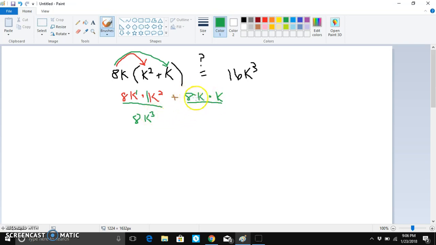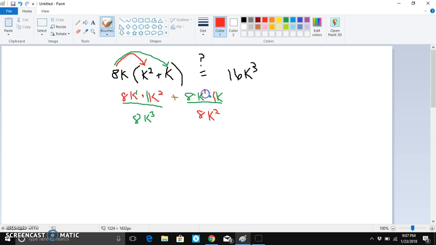Okay, the second term, 8k times k. I'm going to use a different color here. When you don't see a coefficient for the k, it's a 1. 8 times 1 is 8. K times k would be k squared.